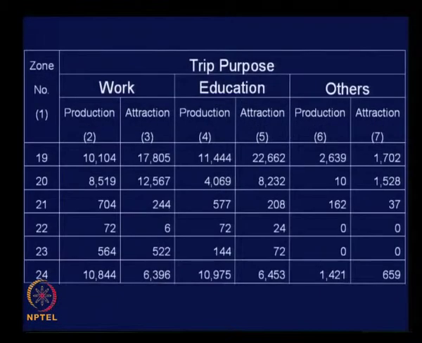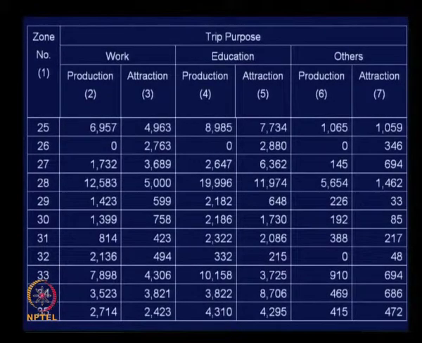And then zone 19 to 24, similar variations, and you can see mainly the large numbers are related to work and education, obviously because of the high percentage of trips made for these two purposes. And then zones 25 to 35. So we have come across quite a few zones with no trip production, only purely trip attraction zones, and the values vary from 0 to 25,000 plus.